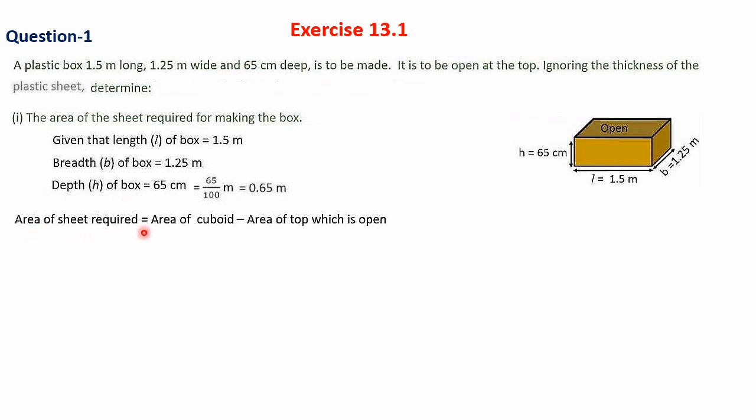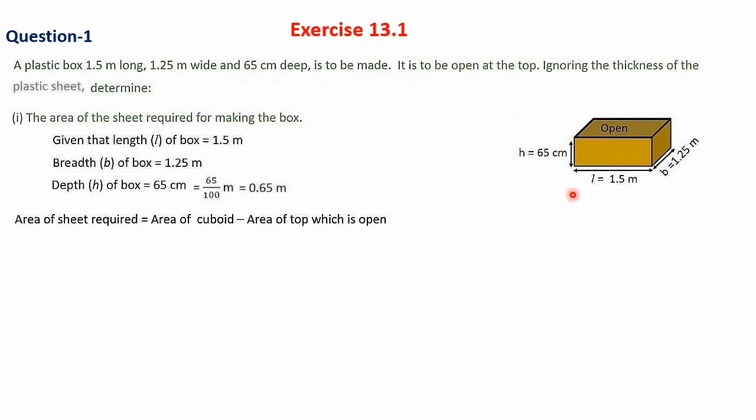Area of sheet required is equal to area of cuboid. Area of cuboid in the sense total surface area of cuboid. So total surface area, the entire surface of cuboid, minus, according to the question, it is to be open at the top, means this top portion is not there. So that area we have to remove. So just as per the condition only we have to make the box.